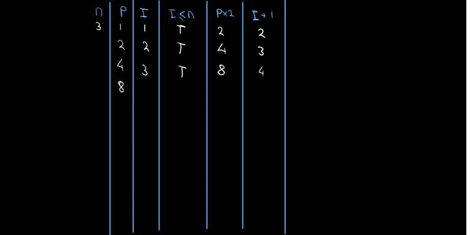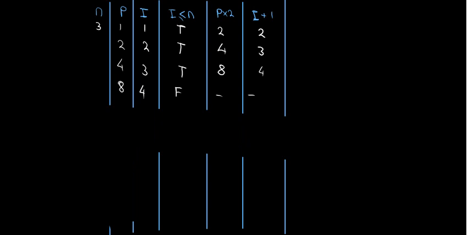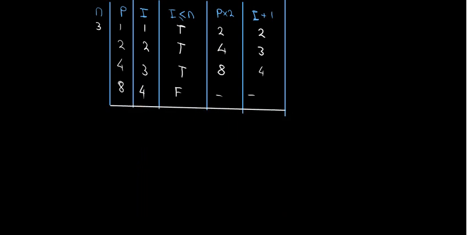8, 4. Is this less than 3? No, so that's a false. Meaning none of these operations even end up happening, right? So let me even erase this. So our table actually ends here. Our table ends here in terms of simulation.